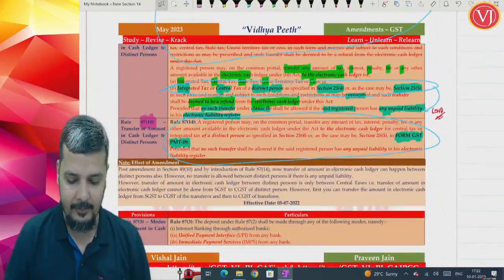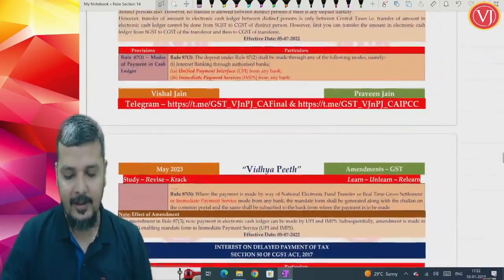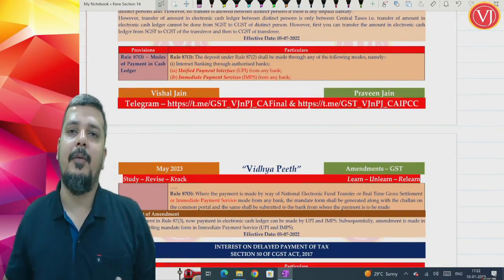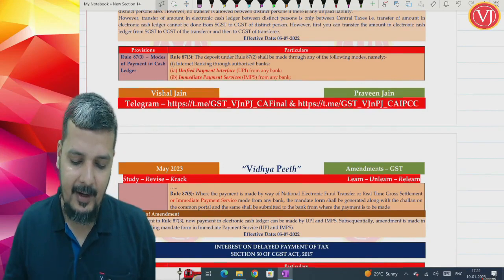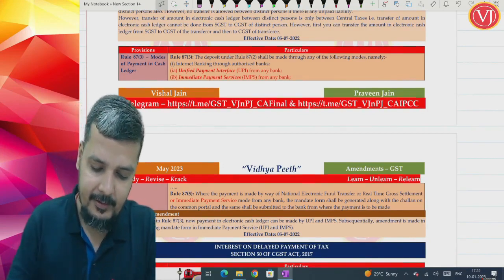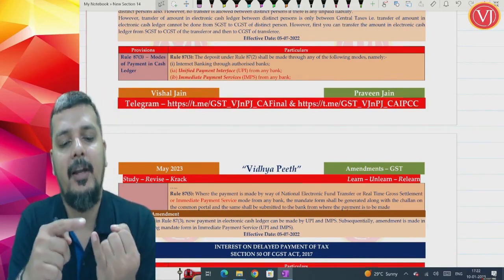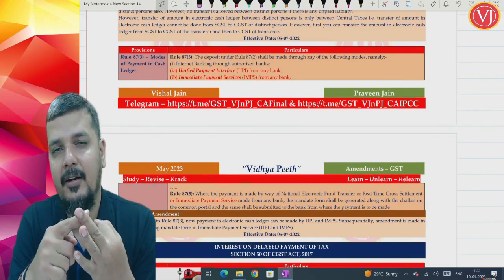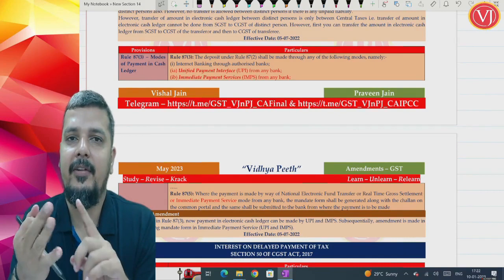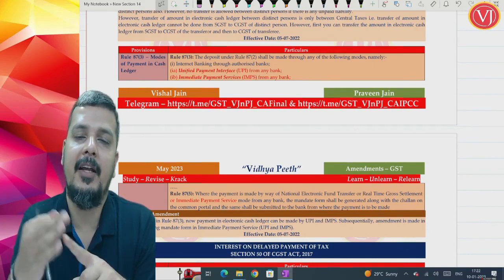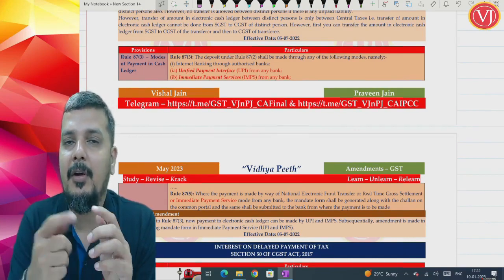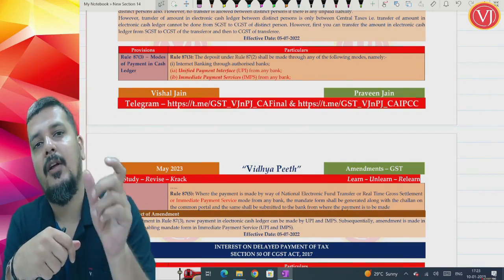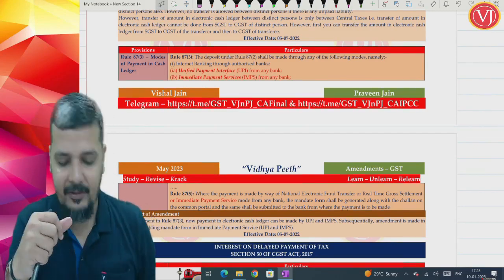Now another amendment in your cash ledger: they have said that when you are talking about the online mode of payment, they have added to your online modes of payment. Initially it was internet banking, debit card or credit card. Offline was NEFT, RTGS and over the counter payment by cash, cheque or demand draft. For over the counter payment by cash, cheque, demand draft, there was a limit of 10,000 per tax period per challan.